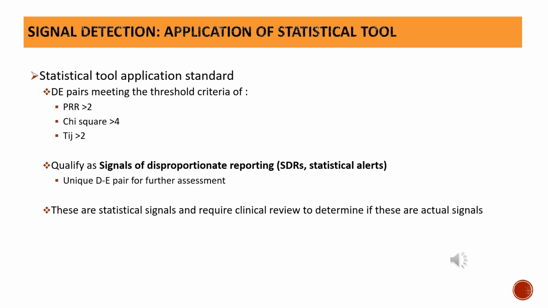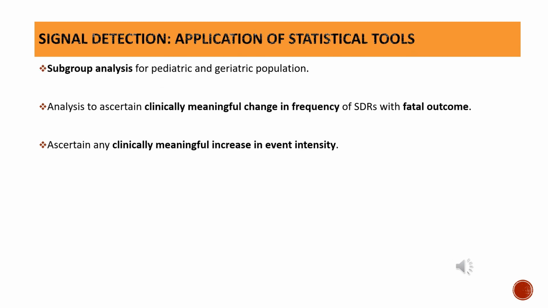Further, there is a requirement of clinical review to have actual signals in due course of signal detection. As far as GVP Module 9 is concerned, apart from the main population, signal detection is also to be performed for pediatric and geriatric populations. In the same way, we have to calculate the unique pairs and the SDRs for pediatric and geriatric populations, the same way we do for the general population. This is as per GVP Module 9.